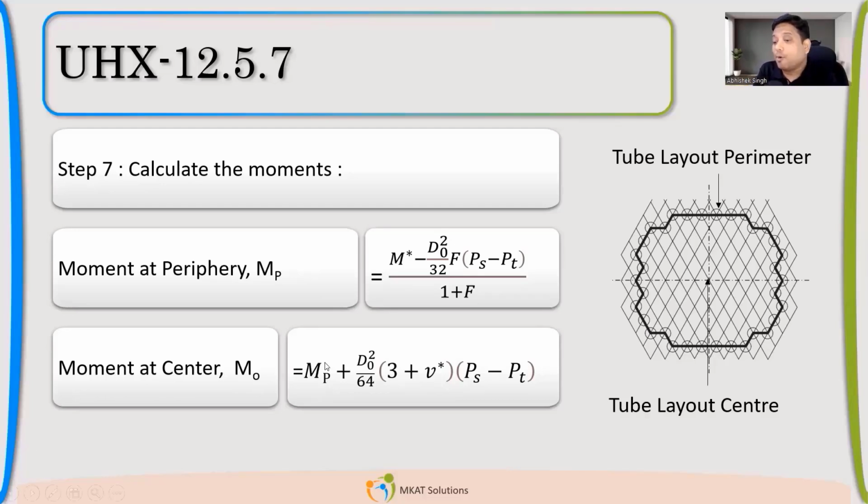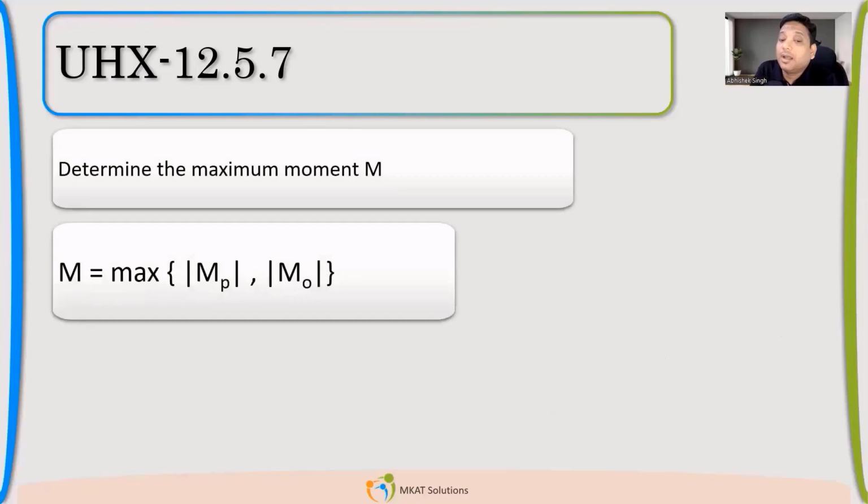Okay, so we have moment at the periphery, and moment at the center. Both places are critical for me. So I have the moment at both locations. Now we don't know which one will be maximum. So I'll calculate the maximum moment. Whatever is maximum among them, we'll calculate it.